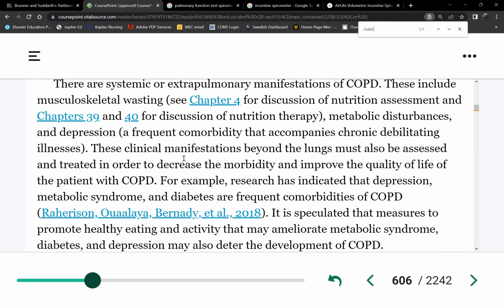Is finger clubbing exclusively seen in COPD? Can it be seen in asthma patients? Can it be seen in heart failure patients? Can it be seen in sickle cell disease patients? Yes. Because any patient who has chronic hypoxemia will develop finger clubbing. Understand?